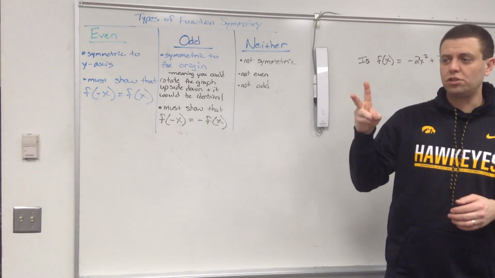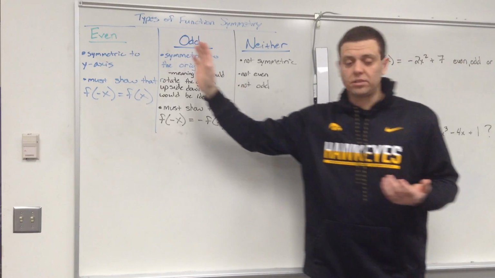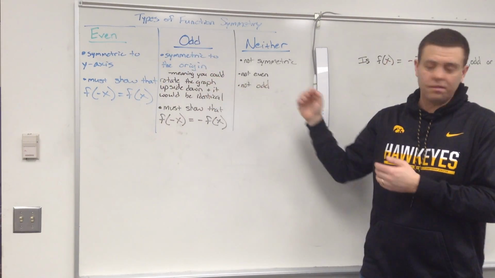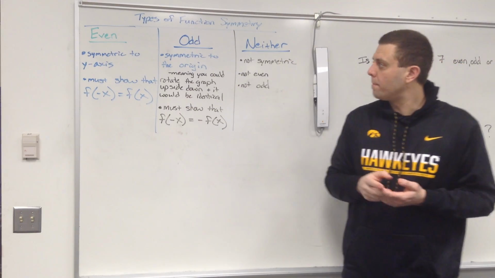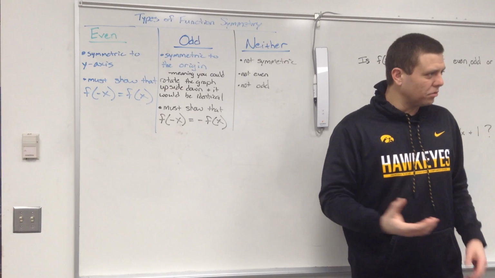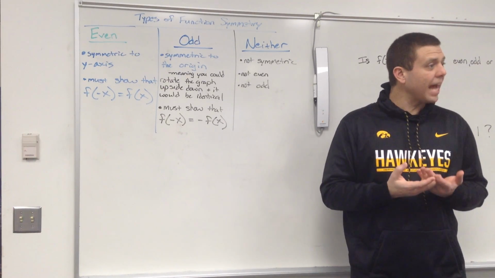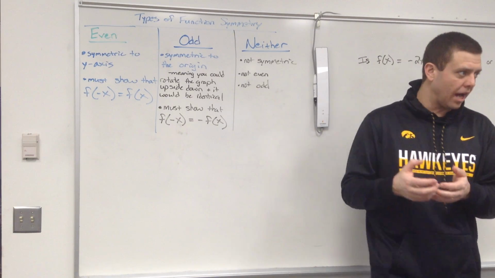And there's really two types of symmetry. There's even and there's odd. But something can be even, something can be odd, or it's not either one of them. It's just neither. Now, you'll be able to use Desmos so you can look at the graph of a function to determine whether it's even or odd.